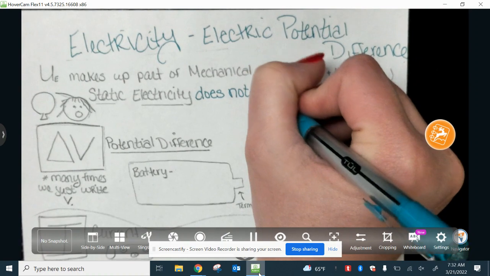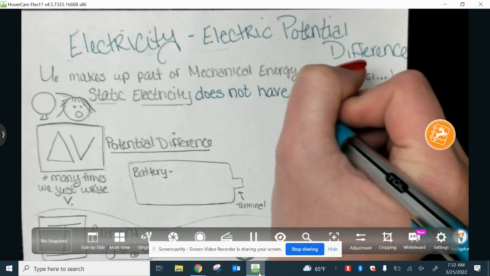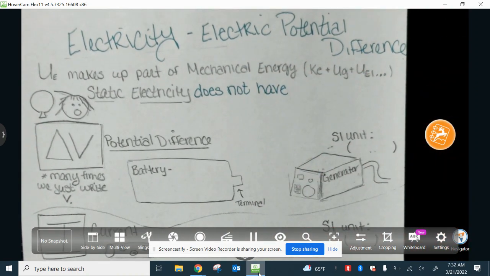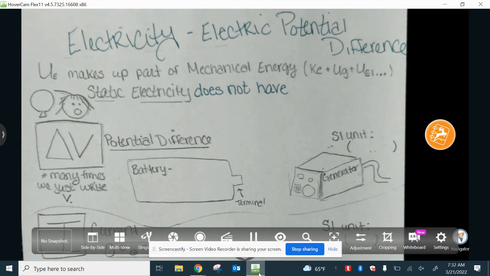Wait, there's a positive electron and a negative electron. Do they feel different? No. If it's a big enough charge, yeah, like lightning. I think both of them.